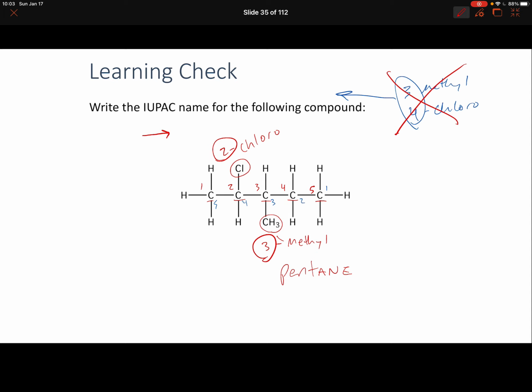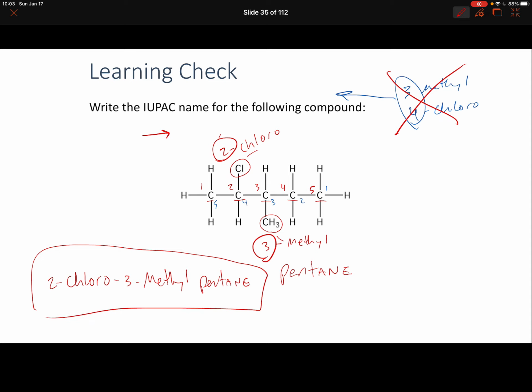So now that we've done that, we are going to say 2-chloro, 3-methyl, but not just because the 2 is in front of the 3. We're going to go alphabetically. So in alphabetical order, chloro comes before methyl. So 2-chloro, 3-methylpentane.